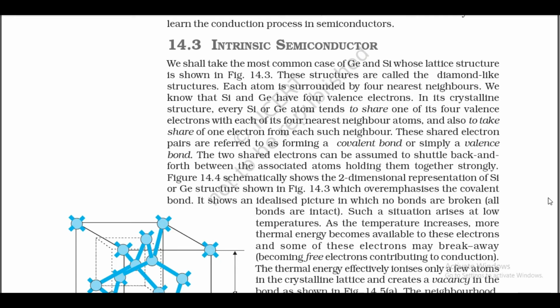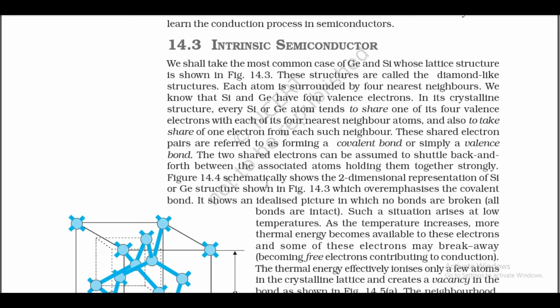We know that Si and Ge have 4 valence electrons in their crystalline structure. Every Si or Ge atom tends to share one of its 4 valence electrons with each of its 4 nearest neighbor atoms, and also to take a share of 1 electron from each such neighbor. These shared electron pairs are referred to as forming a covalent bond or simply a valence bond. The 2 shared electrons can be assumed to shuttle back and forth between the associated atoms, holding them together strongly.